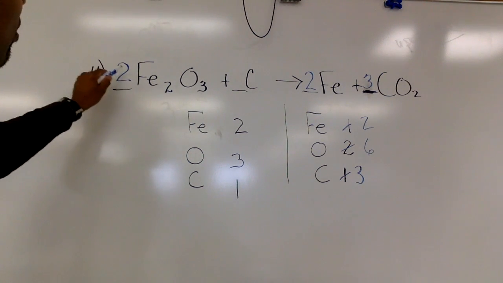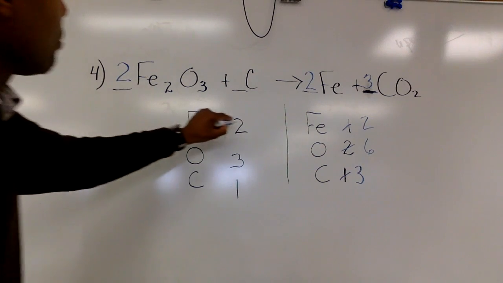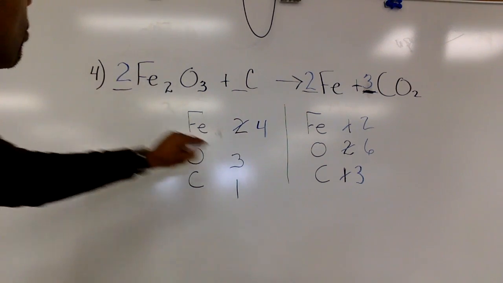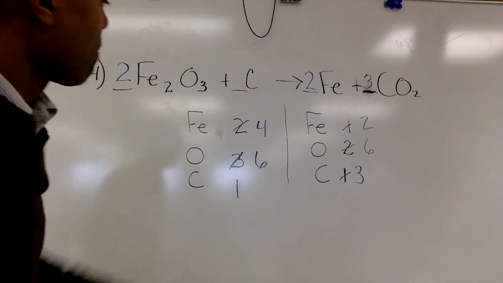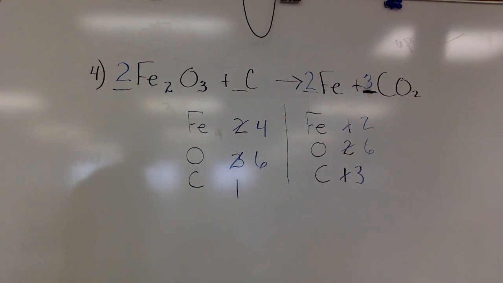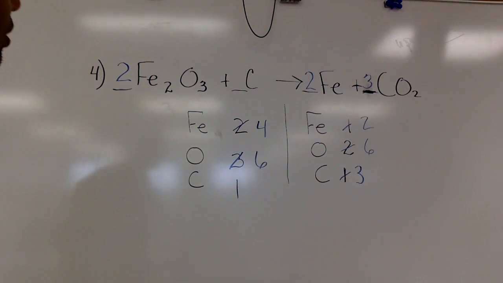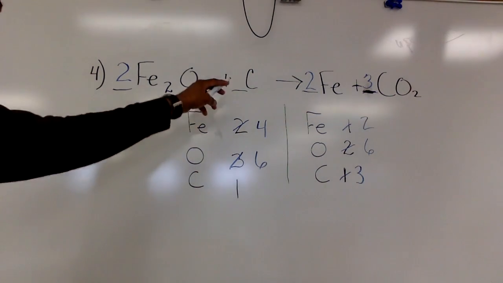I now have 2 times 2, which is 4 irons, and I now have 3 times 2, which is 6 oxygens. Okay, so that works. I am going to have to go back and make an adjustment in iron on the other side, but that's okay. Let's look at our carbons.